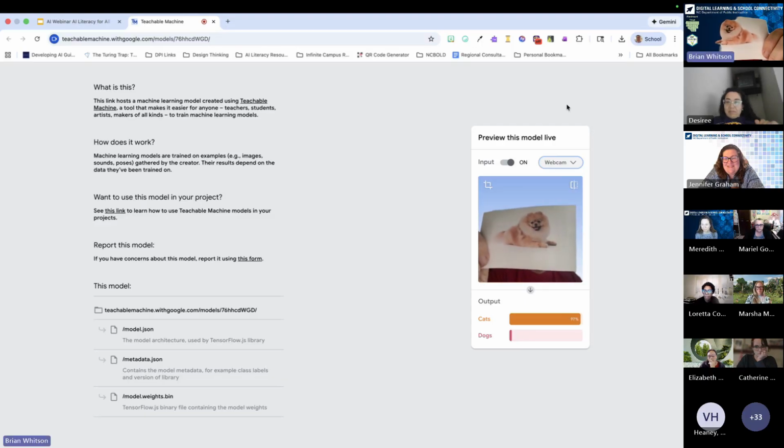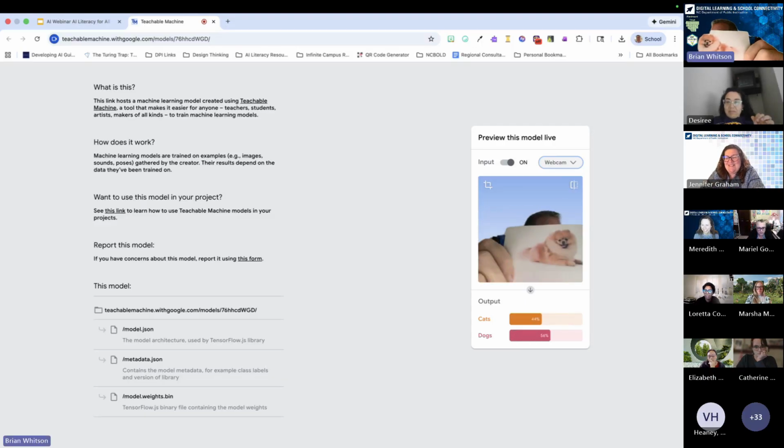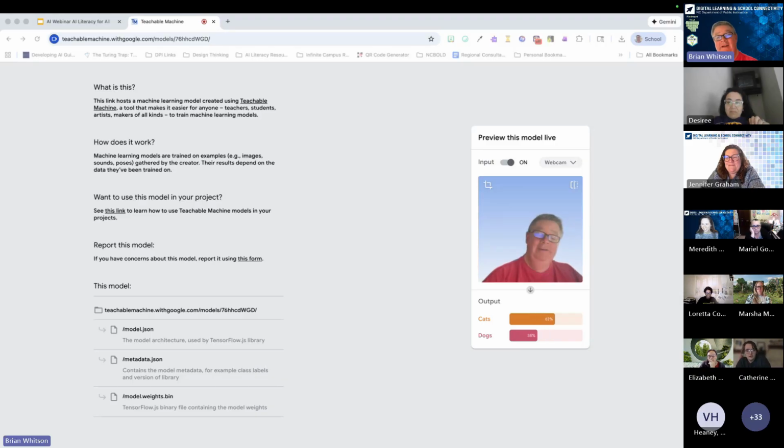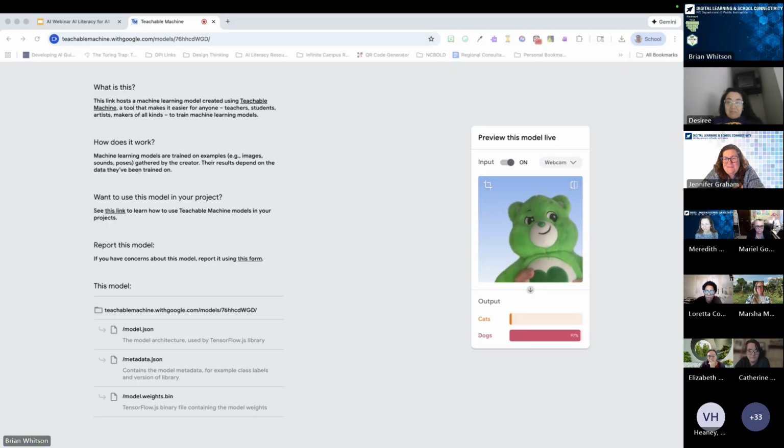Does anybody notice? Is a Pomeranian? Yeah, it thinks it's a cat. Okay, now let me try another thing, and I would do this with students. Hopefully, you guys can see my son's Care Bear. And now it's trying to classify it. What is it classifying the Care Bear as? Yeah. And so we look at it, and the Care Bear really is neither, right?